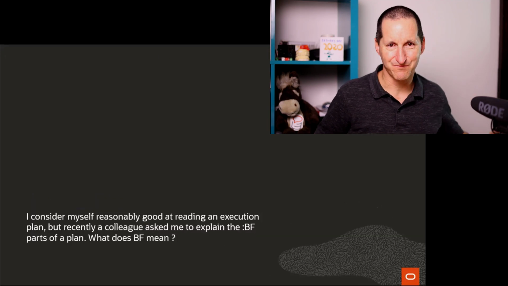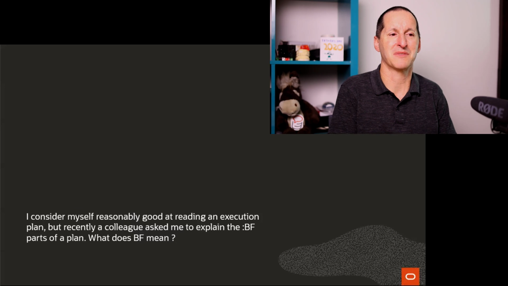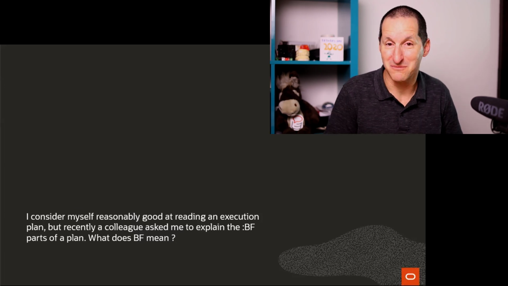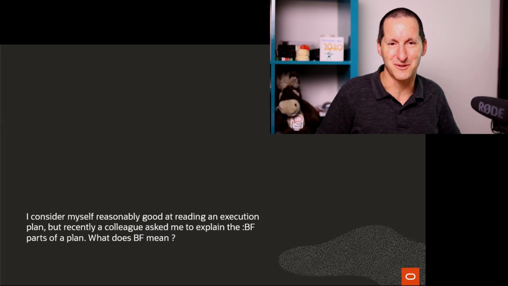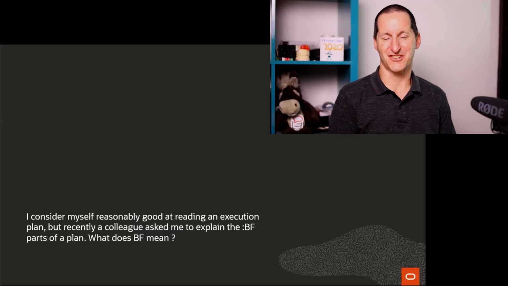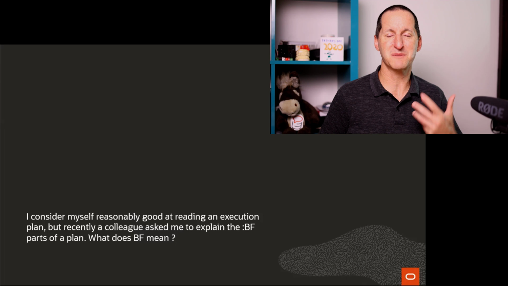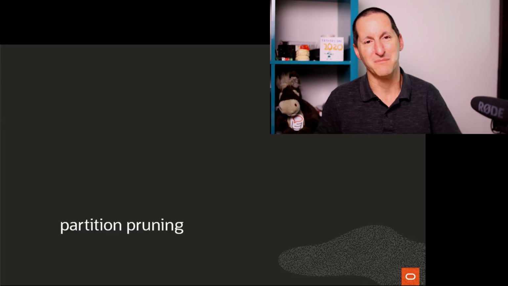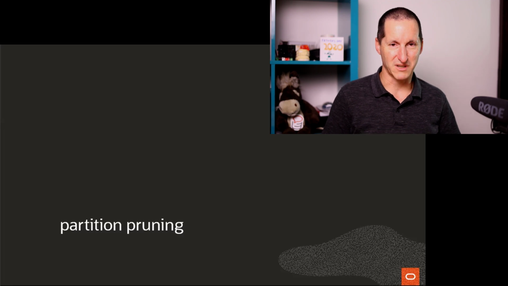Bloom filters. Here's the question that came in. I consider myself reasonably good at reading an execution plan. Most of us do, which is great. However, a colleague asked me to explain the BF section in an execution plan, and what does BF mean? To explain that, let's start with an example, and we'll work our way back to Bloom filters, because this is probably one of the most common places you'll see it.